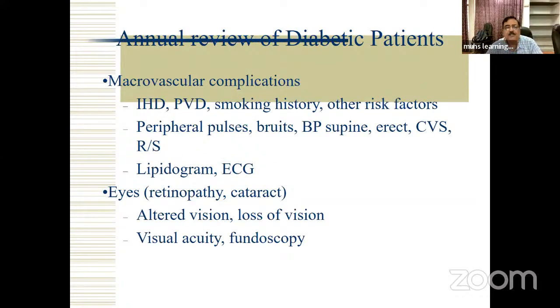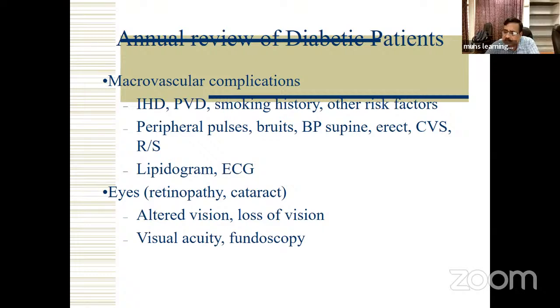Macrovascular complications: IHD, peripheral vascular disease occurring. Most of the things are done with simple clinical examination. Standing, supine, and sitting BP can be done. CVS examination can be done. Heart rate variability can be checked. Respiratory system examination can be done. Lipid evaluation can be done, and ECG must be done.